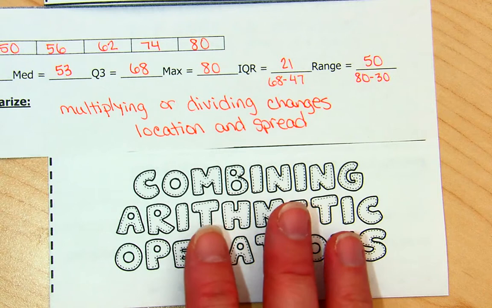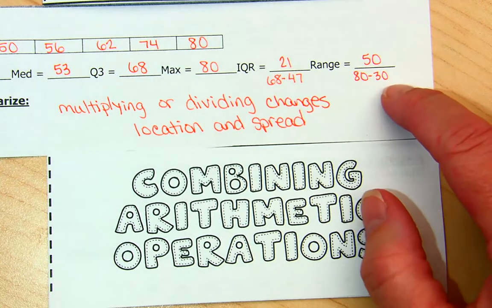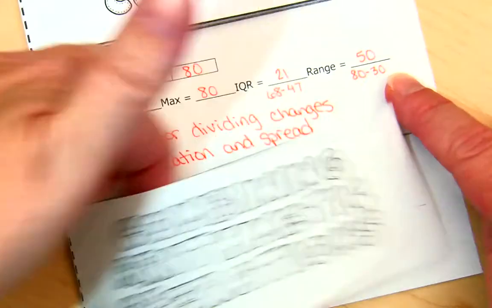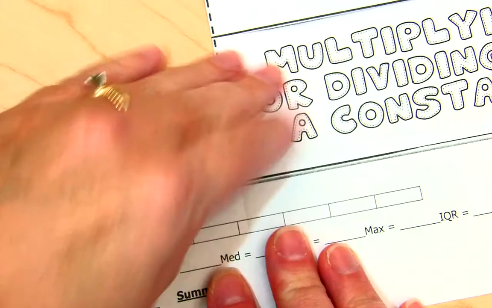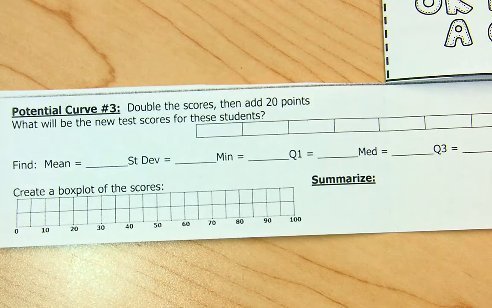Okay, so far we've tried 2 different things. We tried adding 10 points to make the test worth out of 50. We tried doubling, but then it's worth 80. So our third one says, okay, we're going to try doubling the scores and adding 20. That's going to make it out of 100 points.